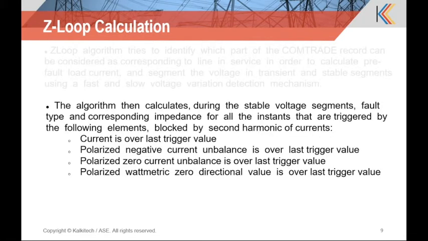Then it is followed by the detailed calculation of the impedance. That can be triggered by various conditions: current over the last trigger value, polarized negative current unbalance over the last trigger value, polarized zero current unbalance over the last trigger value, or polarized wattmetric zero directional value over the last trigger value. These are some of the trigger conditions used in the algorithm to calculate the loop impedance value.